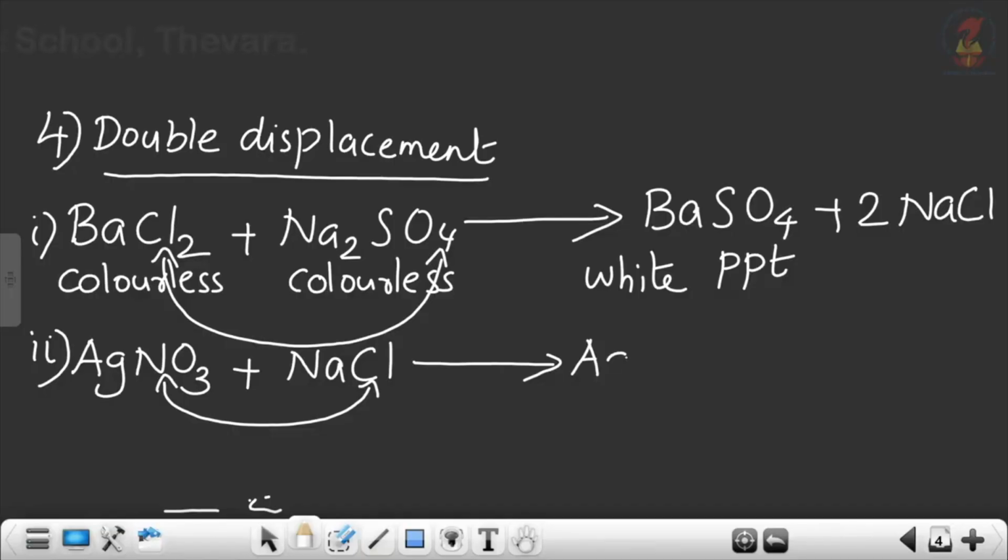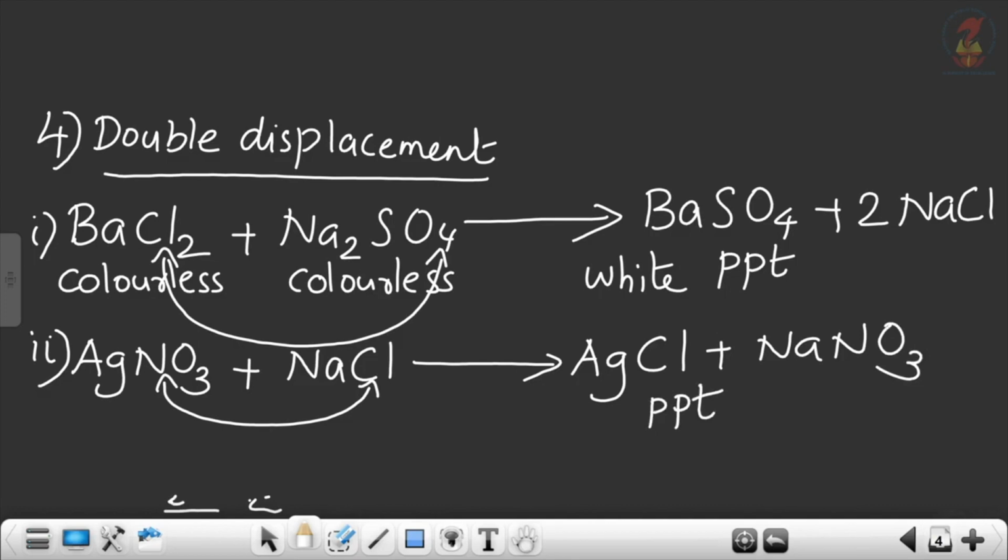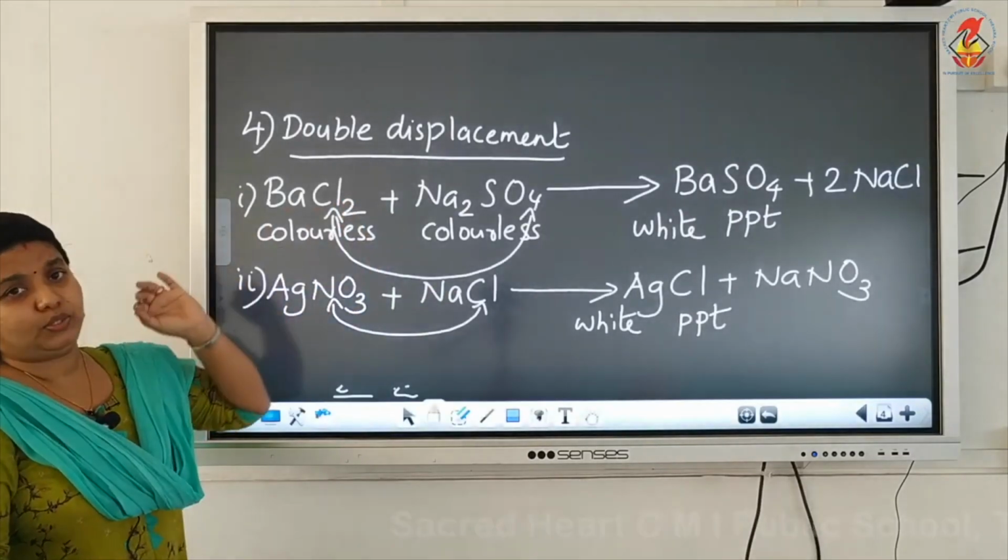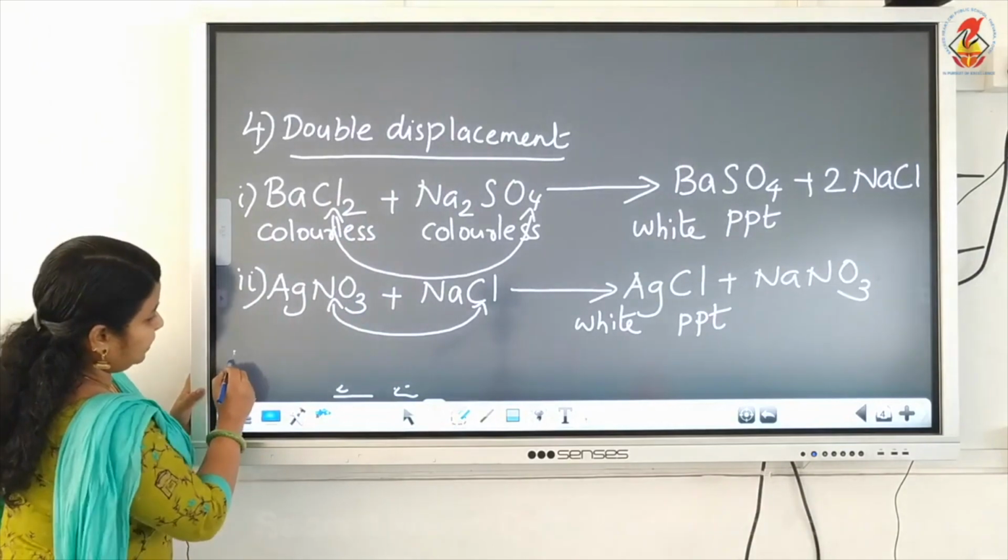So what happens here? What are the products obtained? Chloride will come this side, nitrate goes to the other side. So you will get NaNO3, sodium nitrate. Here also what you get is a precipitate, a solid insoluble substance, that is called a precipitate, and its color is white. So you get a white precipitate of silver chloride and sodium nitrate solution is obtained. Now the third example.